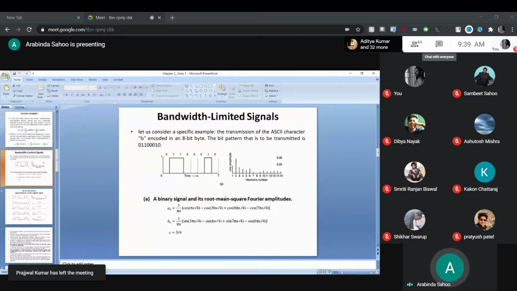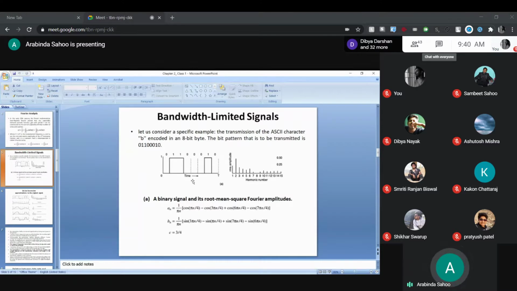So you can check the first diagram, diagram A. If you consider the first diagram, it basically represents one ASCII character, B. The binary representation of this ASCII character is, suppose, an 8-bit representation: 0, 1, 1, 0, 0, 0, 1, 0.